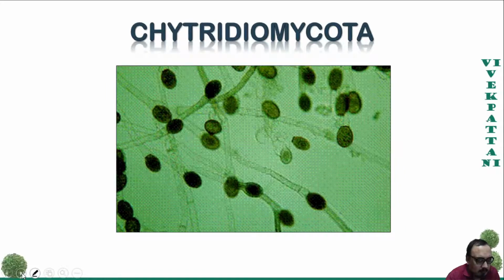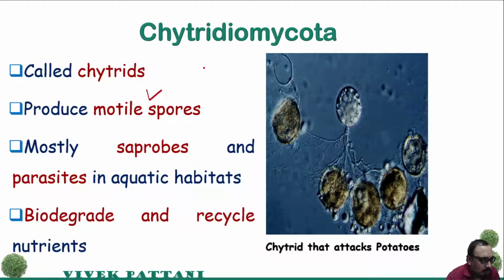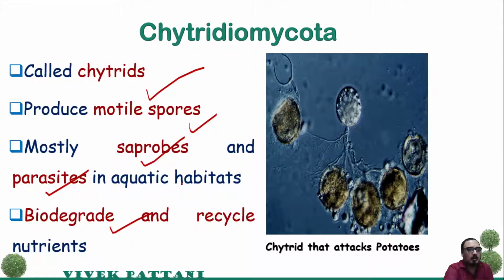Next comes the group Chytridiomycota, generally called chytrids, which produce motile spores, where none of the other fungi produce motile spores. They are mostly saprobes, and some are parasites in the aquatic environment, and they biodegrade and recycle nutrients. This is a chytrid which attacks potatoes.